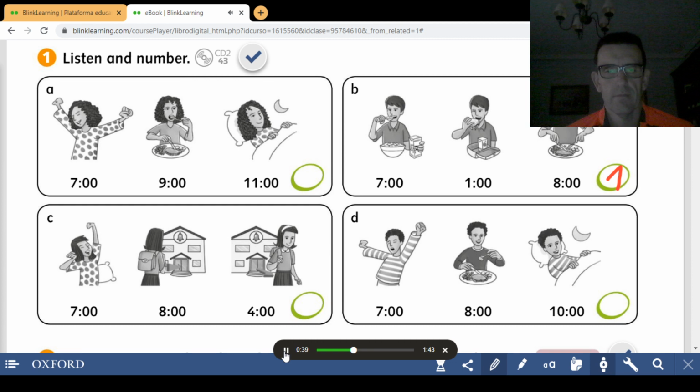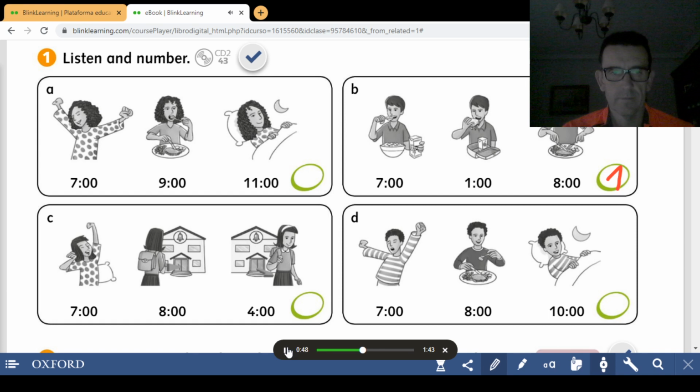It's very easy. I repeat. Number 2. What time do you get up? I get up at 7 o'clock. What time do you have dinner? I have dinner at 9 o'clock. What time do you go to bed? I go to bed at 11 o'clock.